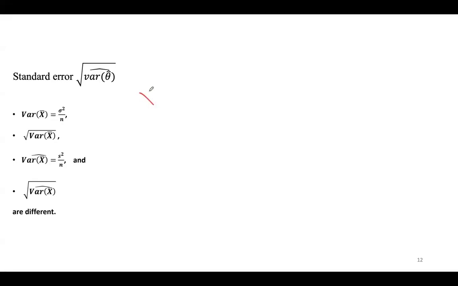X bar we always use to denote the mean, and we have seen the mean of a population. So the thing is that the variance of x is sigma square. So the variance of x bar is going to be sigma square by n, and you can take the root of that. This works for the population, and when you're estimating the value for the sample, you put a hat, and so these are the values for the sample, right? So don't get confused in the notations. Standard error is basically the positive square root of the variance.